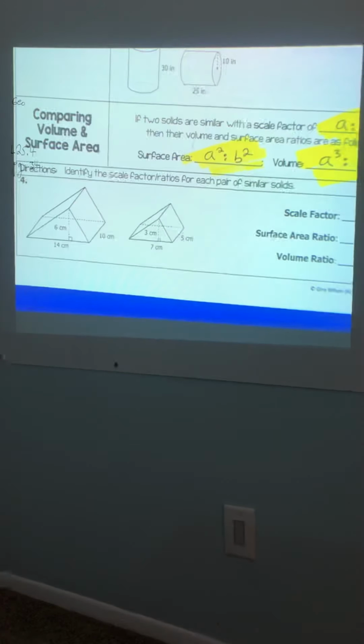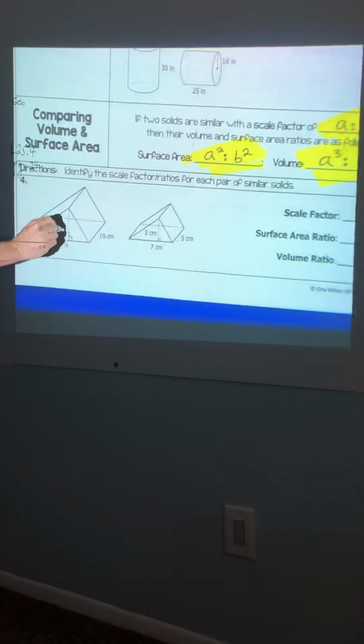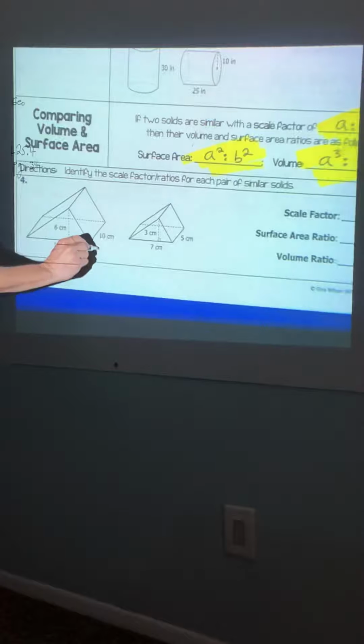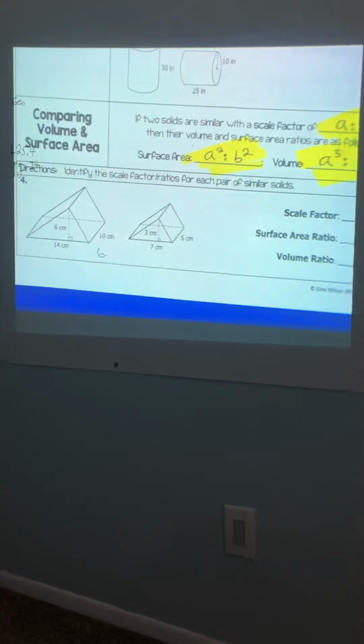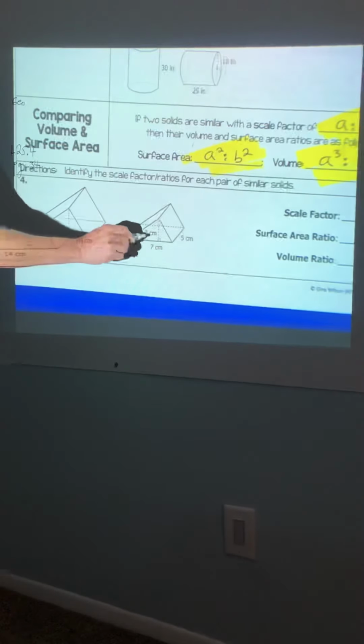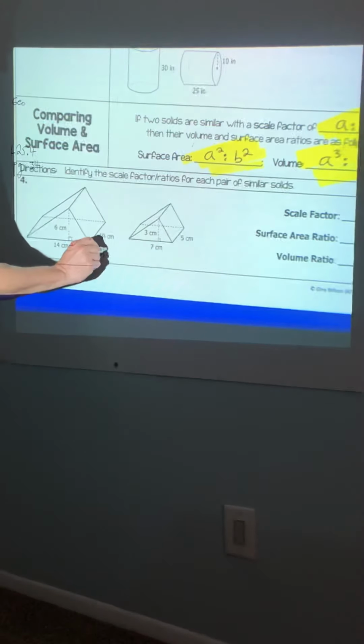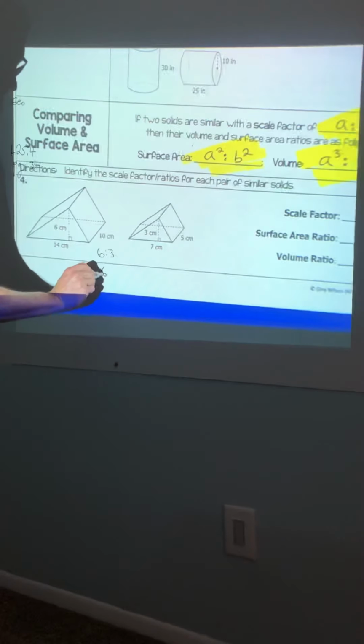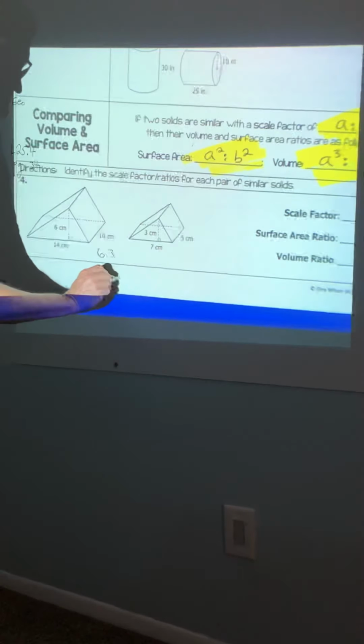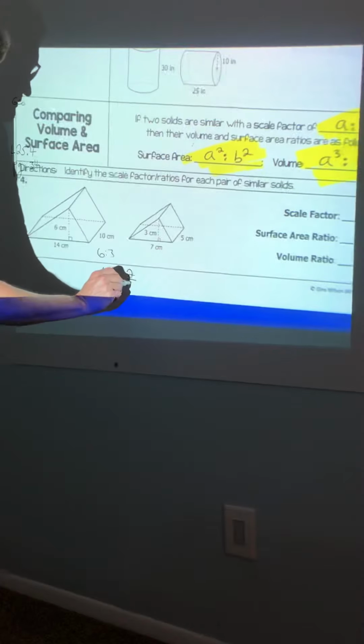All right, it says identify the scale factor ratios for the pair of solids that you see right here. Okay, so I'm just going to make my life easy. I'm going to go with this height right here. See this height? I'm going to go 6 is the height of this prism. Well, actually, it's the height of that triangle. My bad. I'm going to match it up with the height of the triangle over there. And if I go like this, it's going to reduce to 2 to 1.